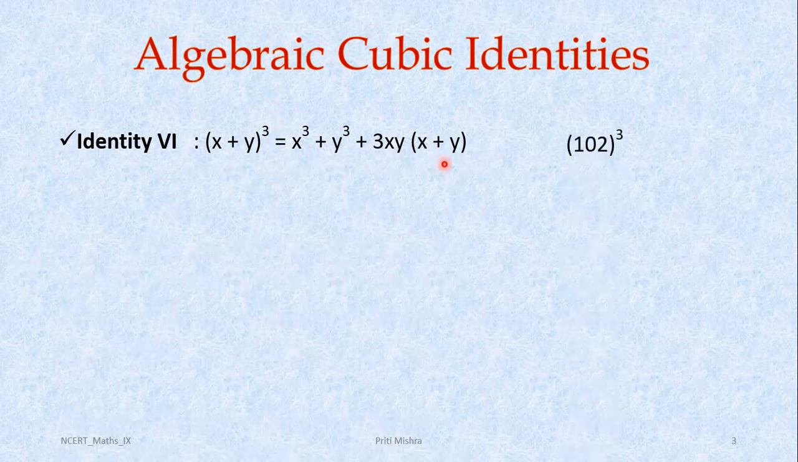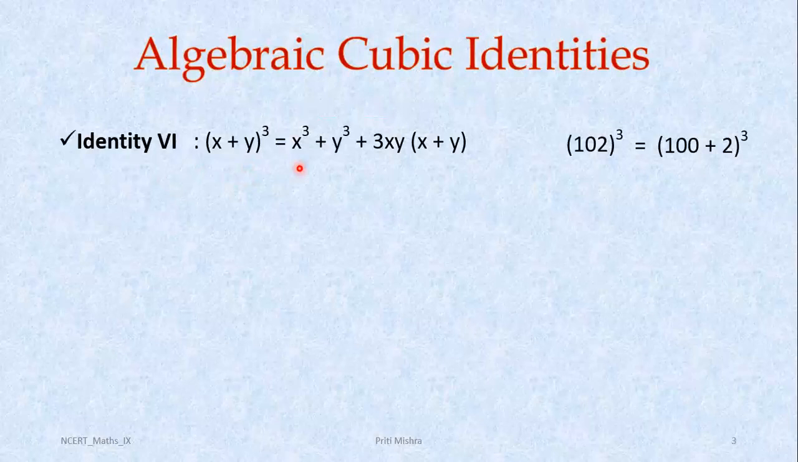How do we use it? If you have to find the cube of 102, this is not a simple calculation, but we can make it easy just by writing it in the form of (100 + 2) whole cube. And this (100 + 2) whole cube can be expanded with the help of identity number 6 as 100 cube plus 2 cube plus 3 into 100 into 2 and within the bracket (100 + 2), right?